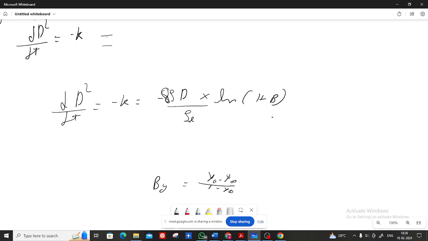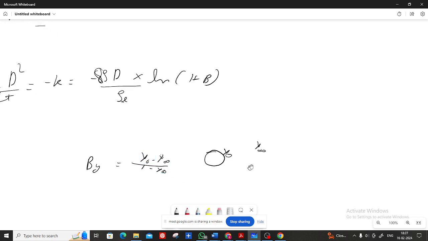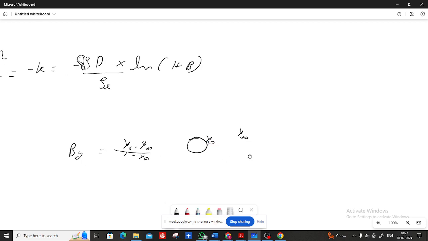This is Y naught minus Y infinity. Suppose that one droplet is there and this droplet is evaporating. Here the mass fraction of liquid, maybe this is a water droplet. So Y naught is the mass fraction of water vapor near the surface, and Y infinity is the mass fraction of water vapor far away from the surface. So this is B. What is Y naught? Can you tell me what is Y naught?